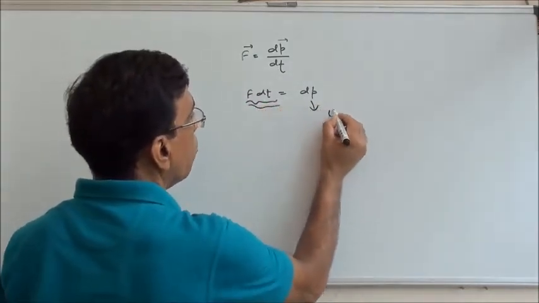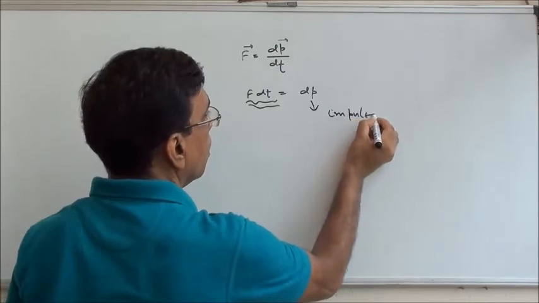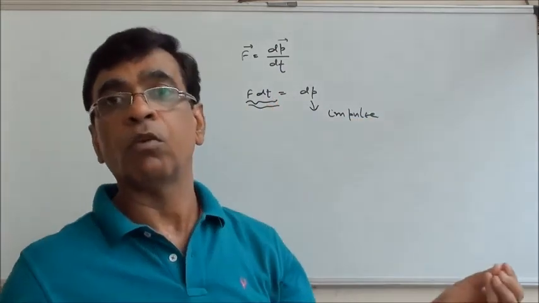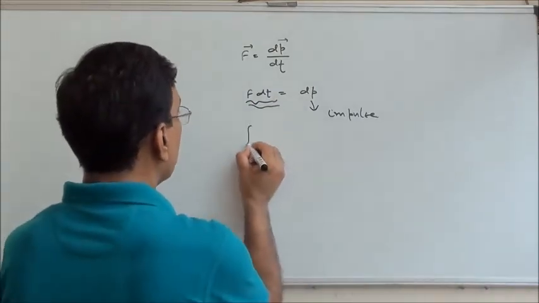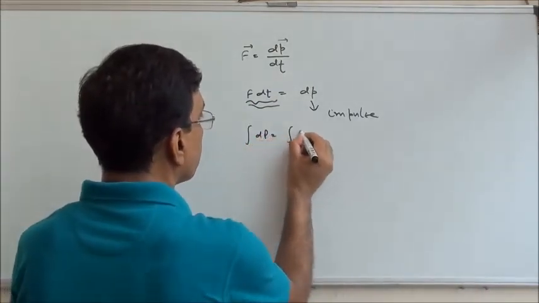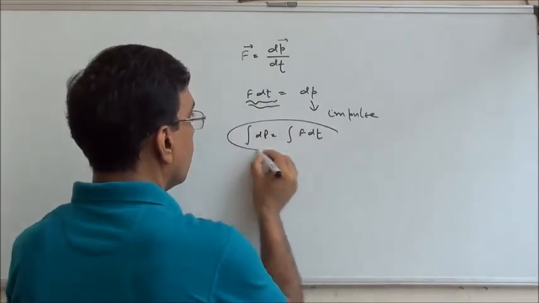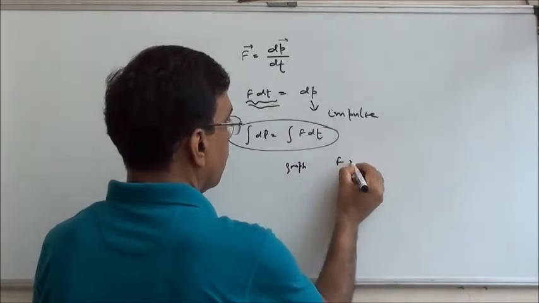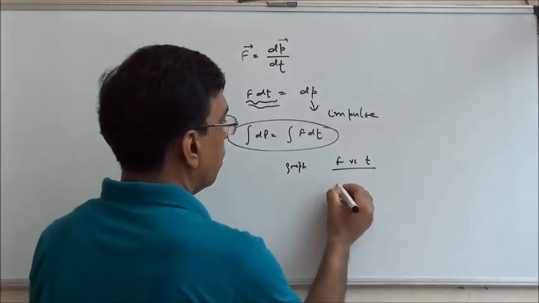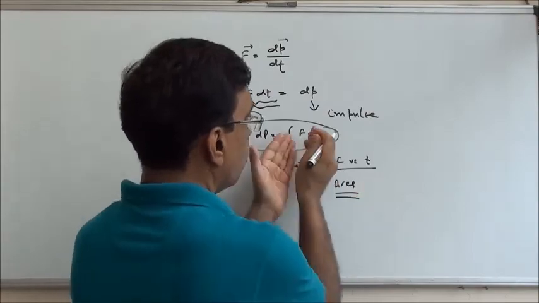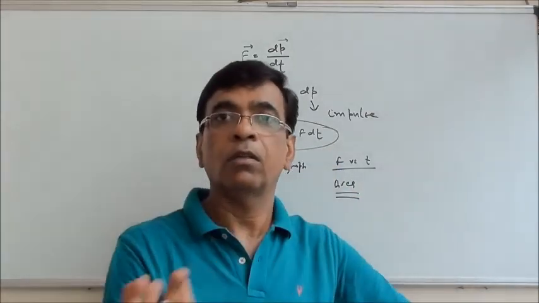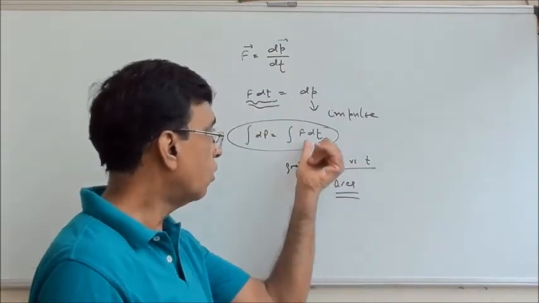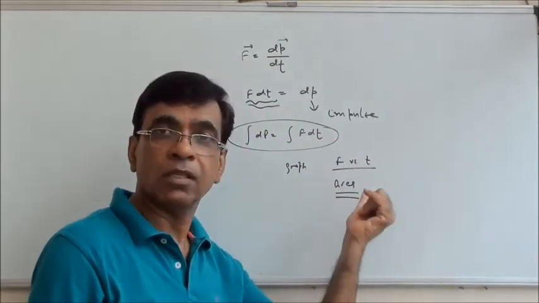So impulsive force is that force which acts for a very short interval of time, and impulse is this quantity. Change in momentum is called impulse. This is for a very short interval of time. If we need to calculate it for a larger interval, we can integrate it. And if we have a graph of F versus t, the integration will be the area under the graph. That will give us the value of impulse.